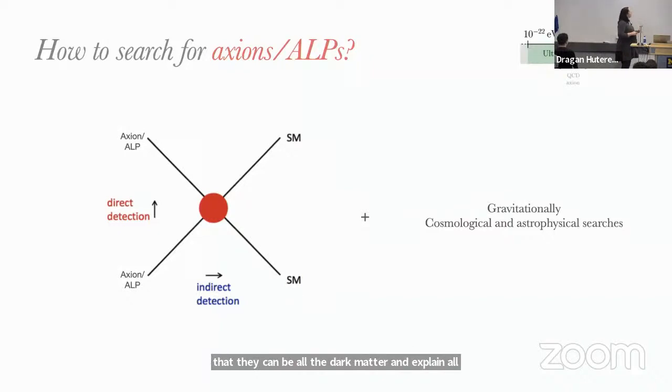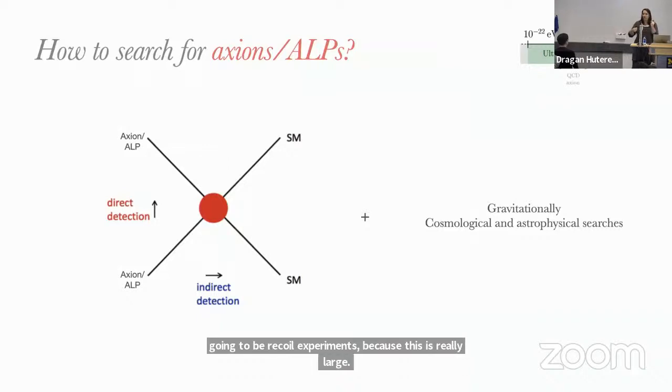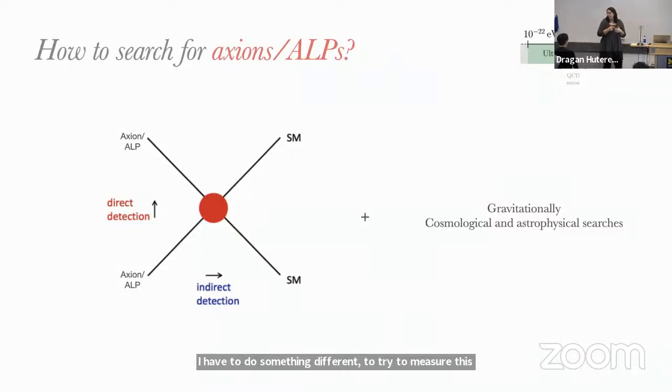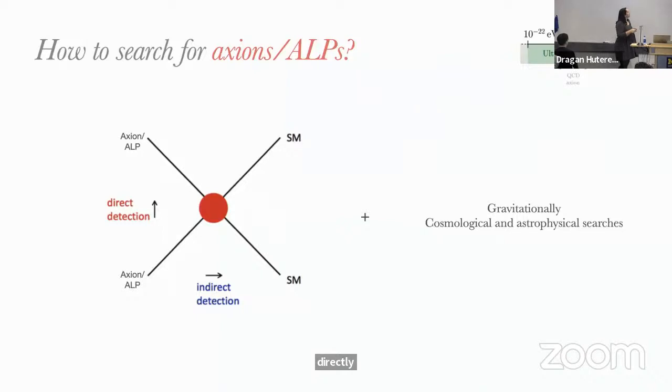Again, very pictorially, you could do exactly the same as with the WIMP. We can try to detect them directly. Those are not going to be recoil experiments because this is really light. If this hits, I don't know, xenon, it is not going to do anything. There's no recoil. This is really light. So I have to be smarter than that. I have to do something different to try to measure this directly. Those are really light particles, so scatterings are very different, right?